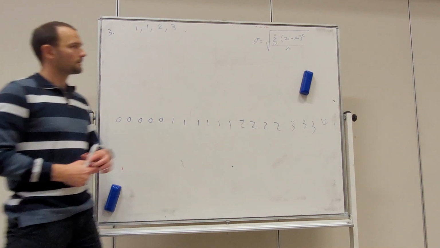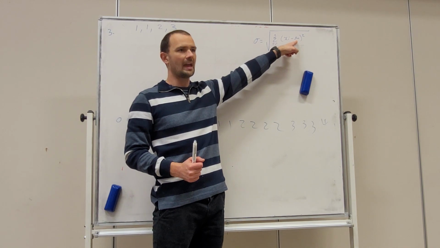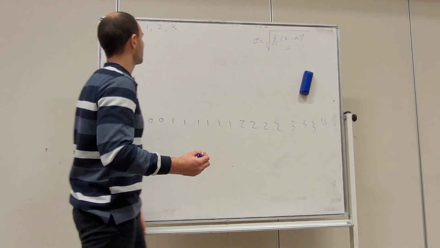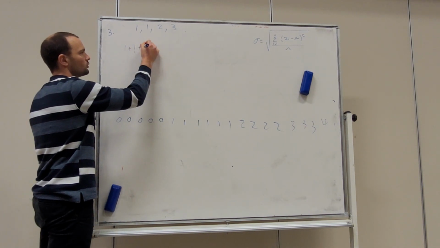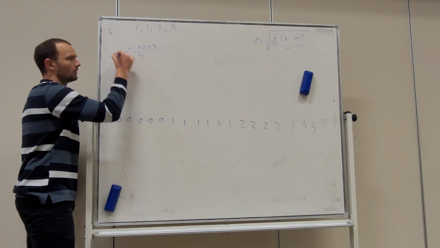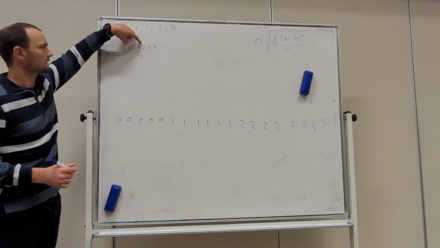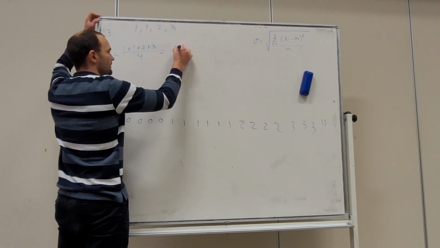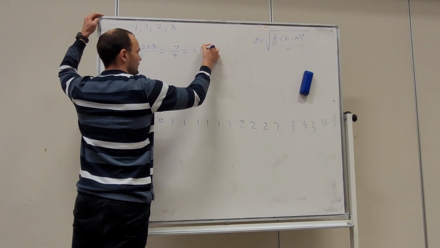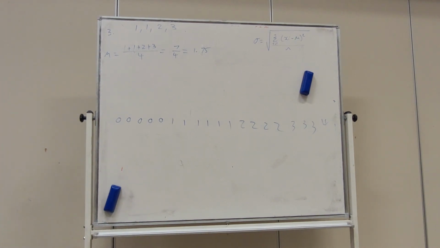Now, you'll notice for us to calculate this, we need to know the mean. That is, we need to know the average. So I'm going to calculate the average first. The average of this data set is 1 plus 1 plus 2 plus 3 divided by 4. So we're going to have 2 plus 2 is 4 plus 3 is 7. And 7 divided by 4 is 1.75. Okay, so we've got a mean of 1.75. We're ready to put it into the formula.